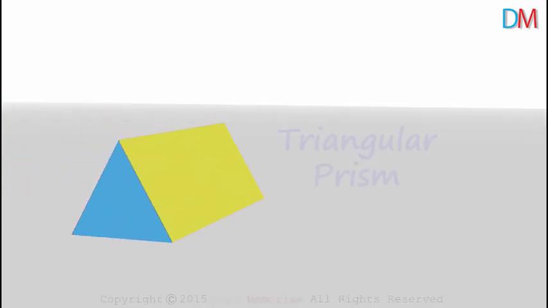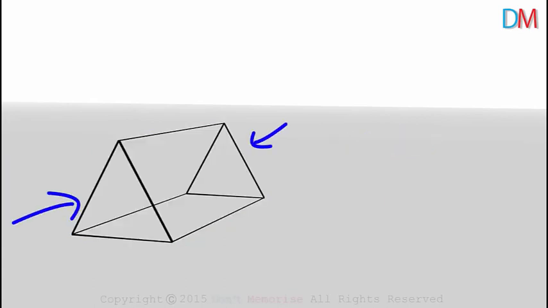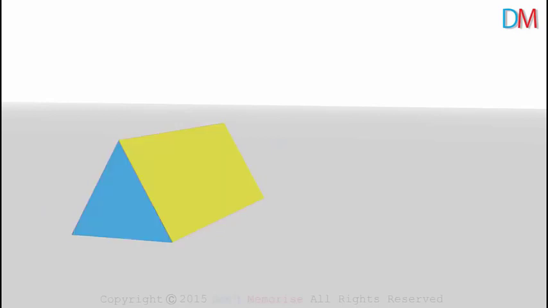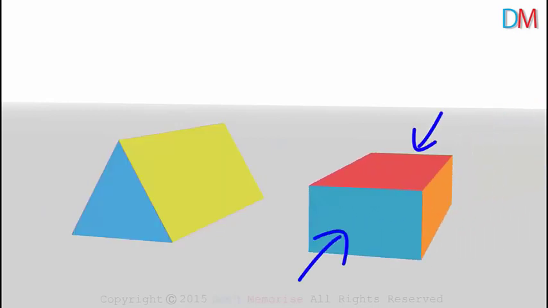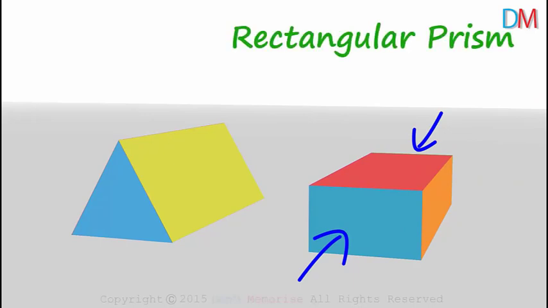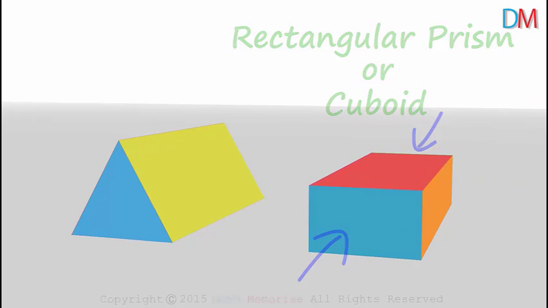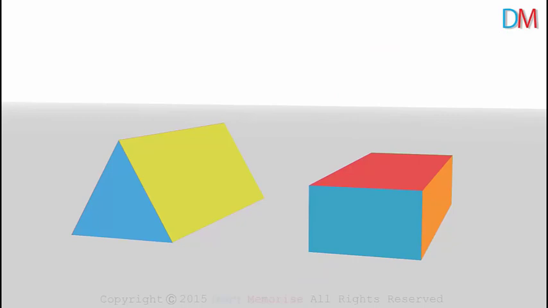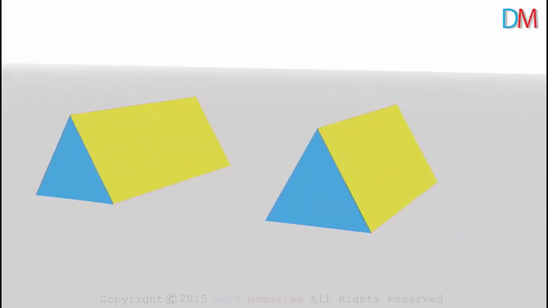This is the figure of a triangular prism. It's a triangular prism because the 2 bases are triangles and the other faces are rectangular. If there were 2 rectangles as the bases, it would have been called a rectangular prism or a cuboid. Now let's try to draw the net of a triangular prism. Let's take its duplicate and dissect it.